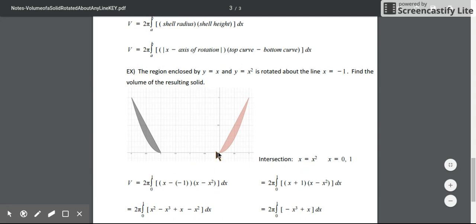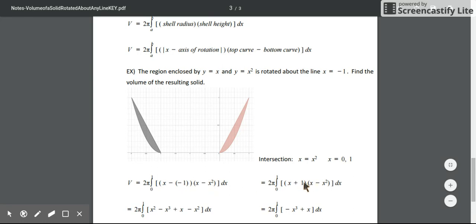So you can do that using the graph. We can see that we intersect at 0 and 1, or you can set those two functions equal to each other to solve and find their intersections and verify. So we are integrating from 0 to 1 using our shell method. X minus -1 is x plus 1.